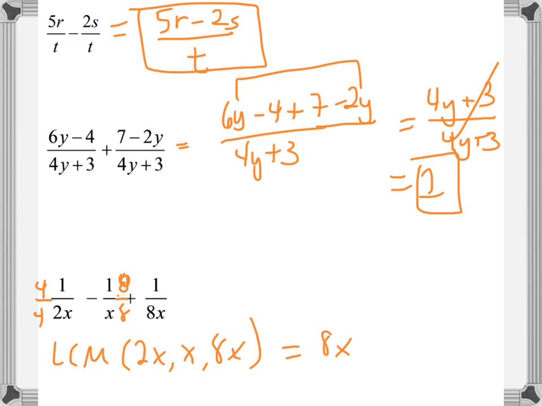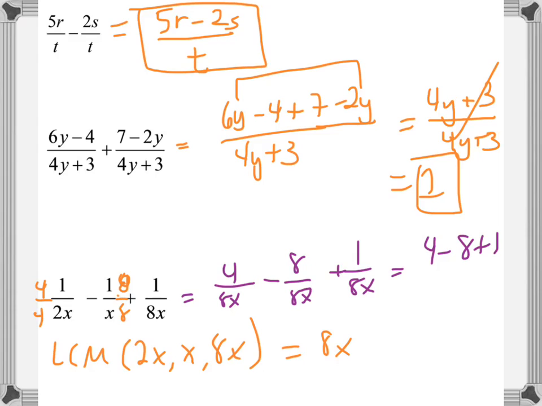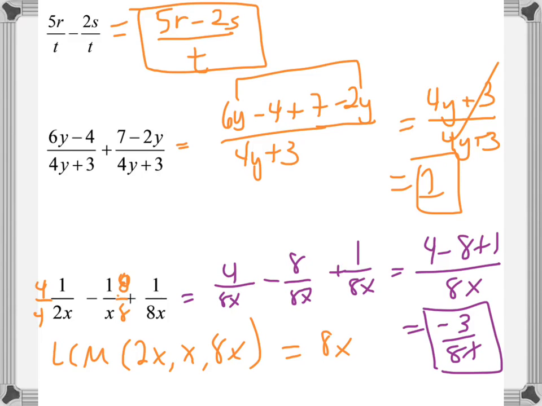Okay, so I would get 4 over 8x minus 8 over 8x plus 1 over 8x, and that's going to be 4 minus 8 plus 1 all over 8x, and 4 minus 8 is negative 4 plus 1 is negative 3 over 8x. That is as far as I can go.